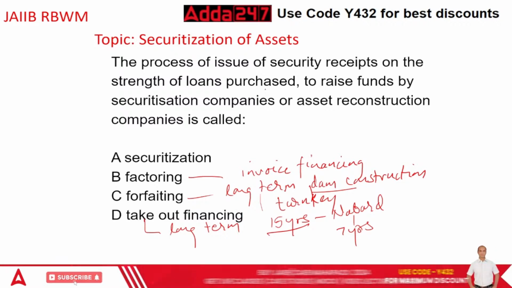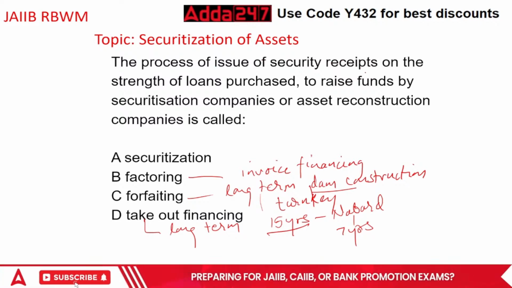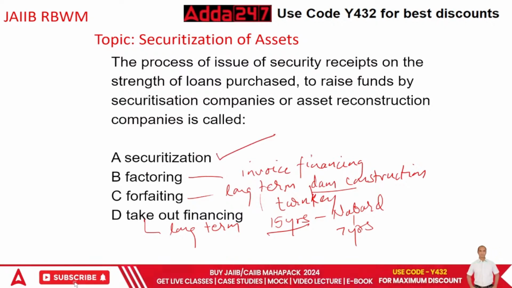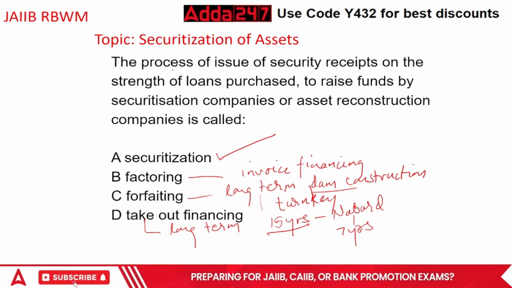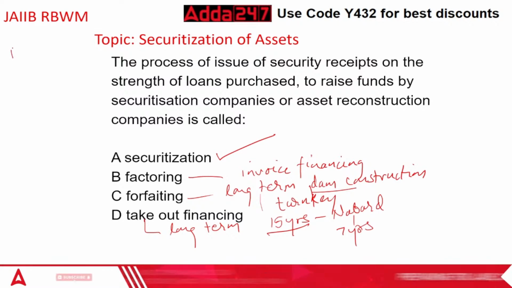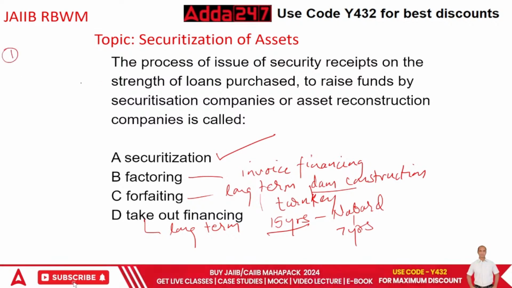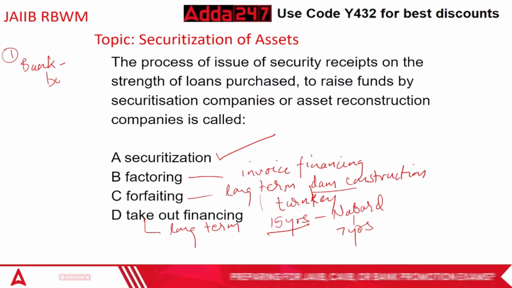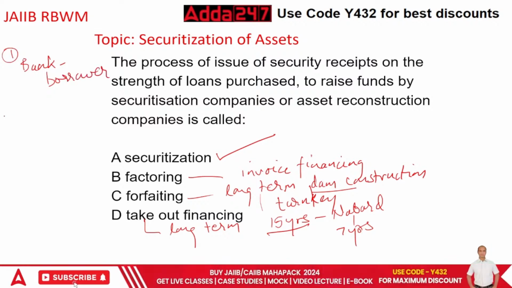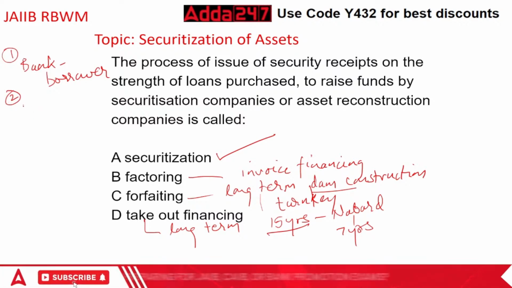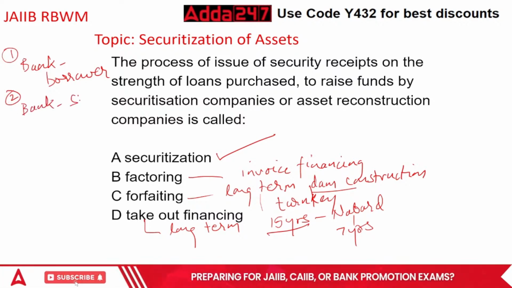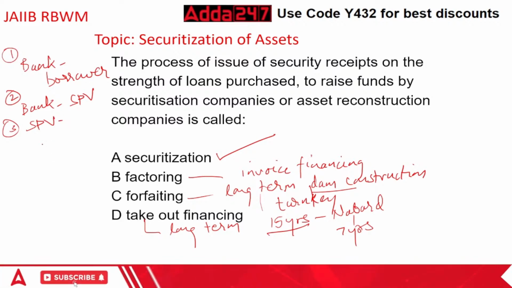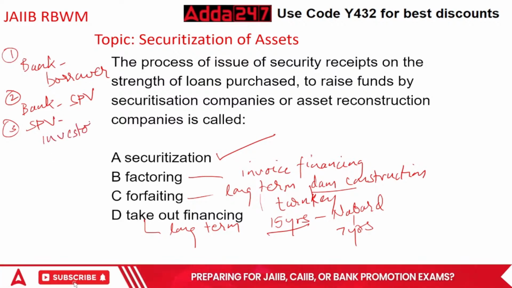So what is the answer for this? The answer is the process of issue of security receipts on the strength of the loans purchased. This is basically securitization. Just now we saw it. This is step number 3, isn't it? Step number 1 was between the bank and the borrower. This was the actual loan given. Step number 2 was between the bank and the SPV. Step number 3 was between the SPV and the investor.